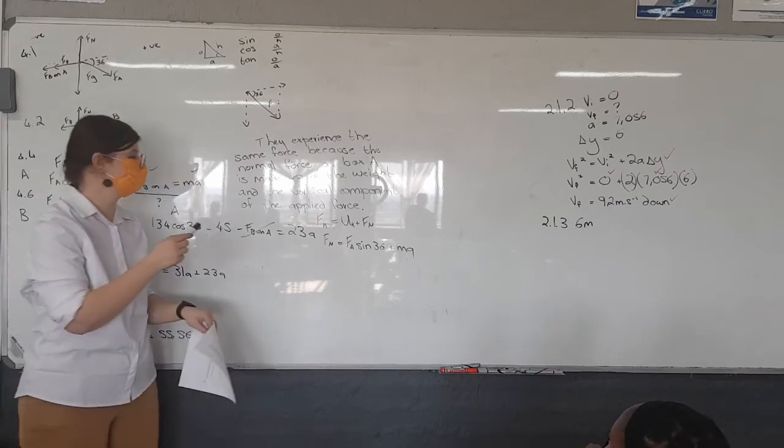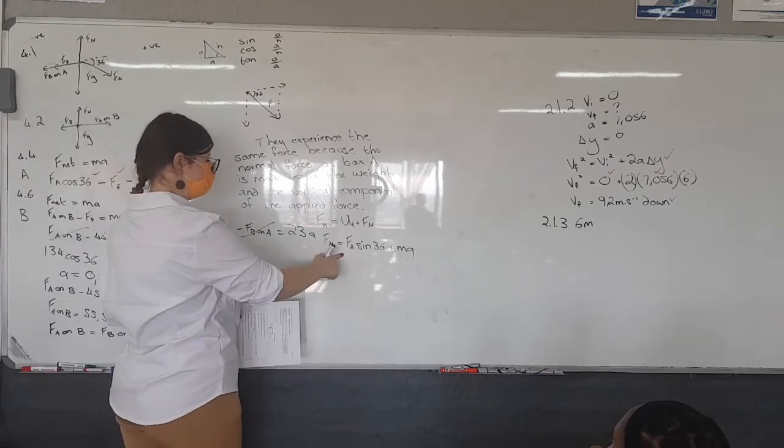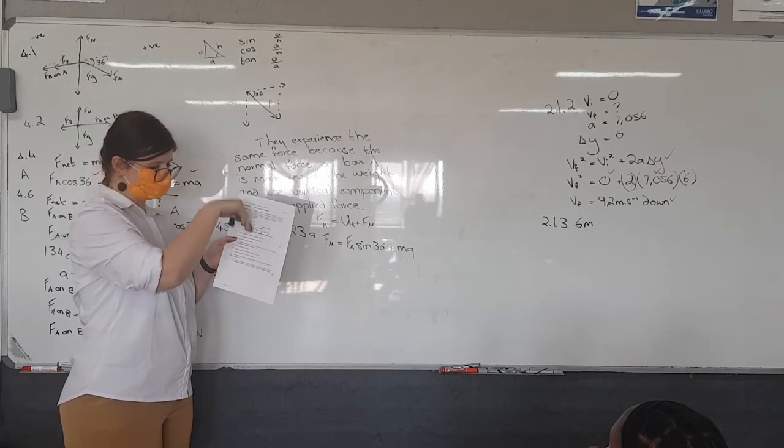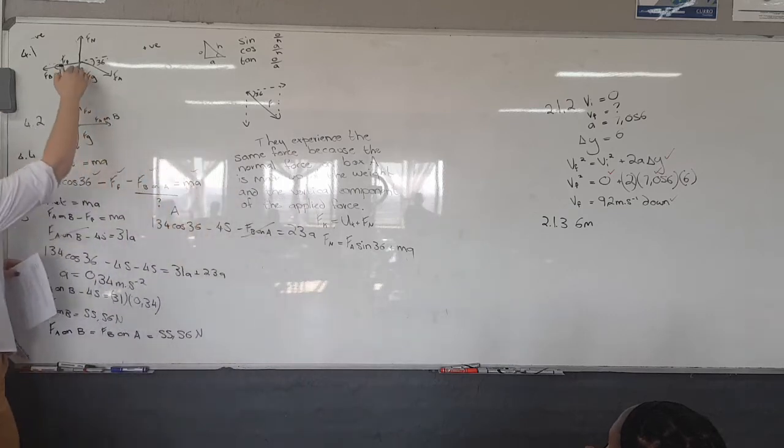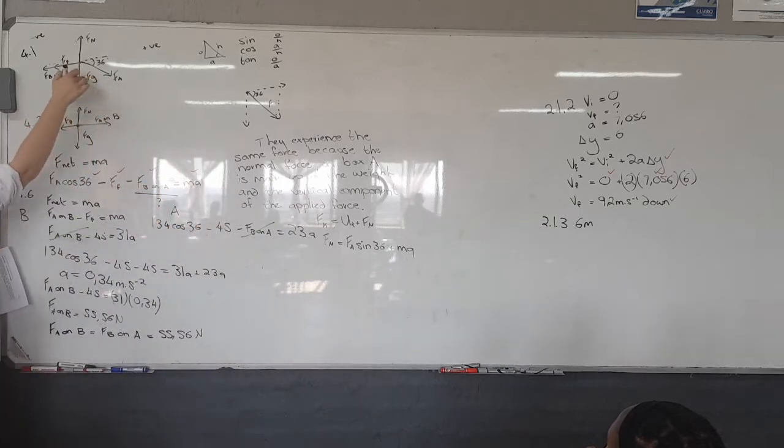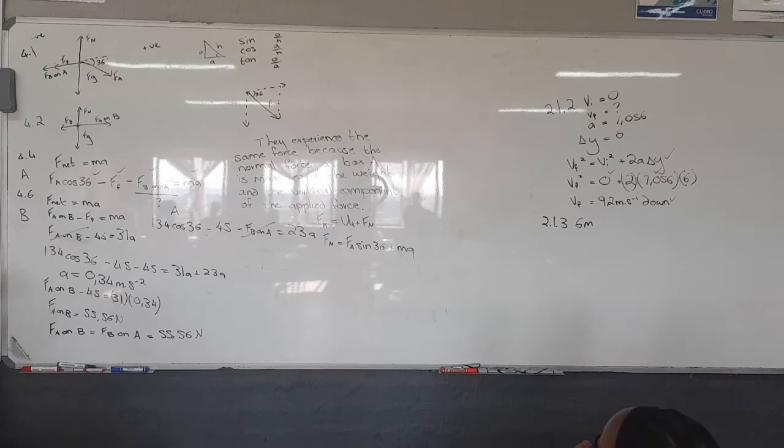So what I'm saying here is my normal force, Fn, is made up of my force that's going down. Because look here, I have a vertical component of that force and I have gravity. So there's two different forces acting downwards, which makes my normal force greater than it would be if it was just my gravity.